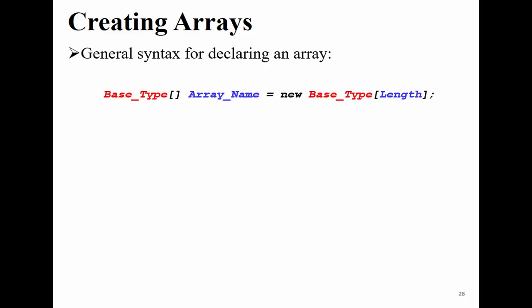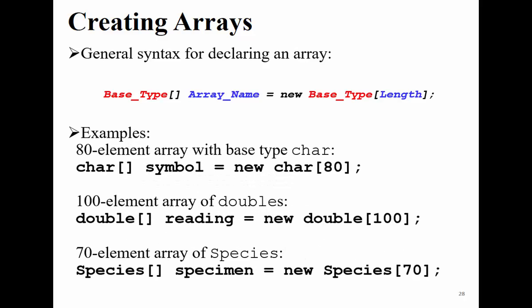So we have a new. Then we return back to the base type, the one that you start with at the left side, and between the brackets you give the length. You have to fix the length. So when you define the array like this, the length will be defined, and you cannot change the length of an array unless by destroying it and creating a new one.